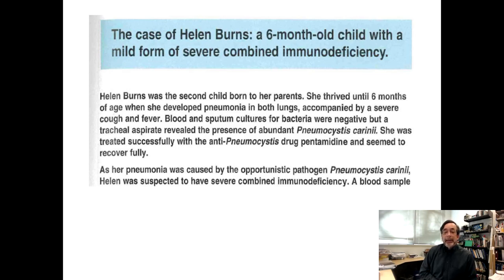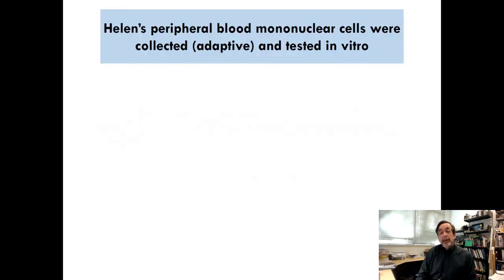And so it's an anti-pneumocystis drug, and that specific antibiotic, as usual, worked well to remove the infection from her body. But most 6-month-olds do not get Pneumocystis carinii. Usually the immune system can fight it off, so it's an opportunistic pathogen. And it was suspected that Helen had something wrong with her immune system, something missing.